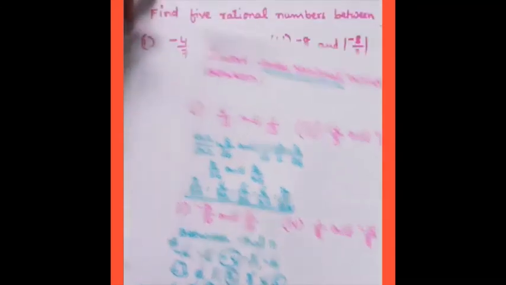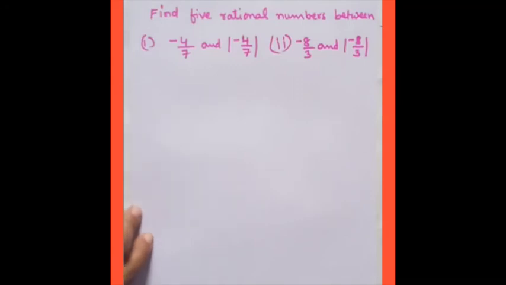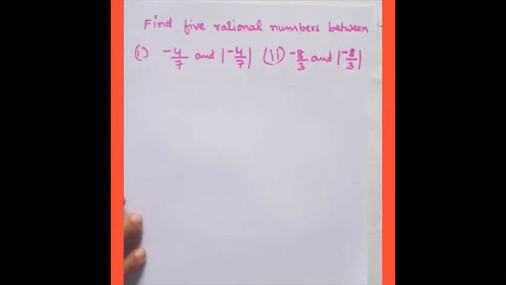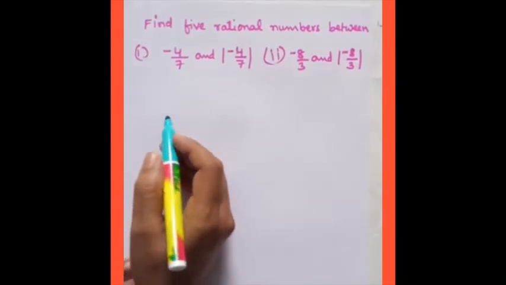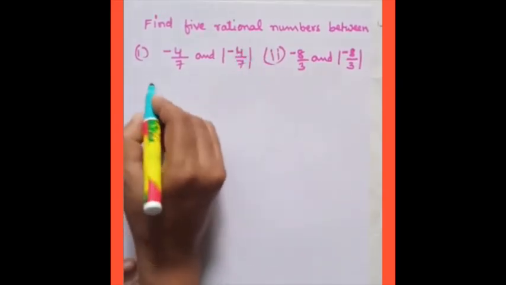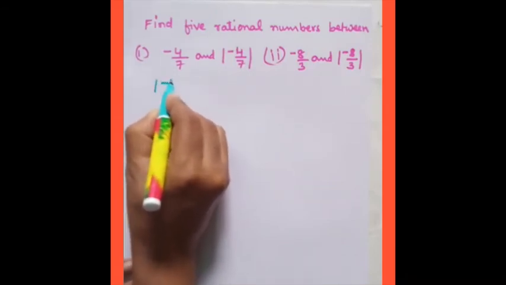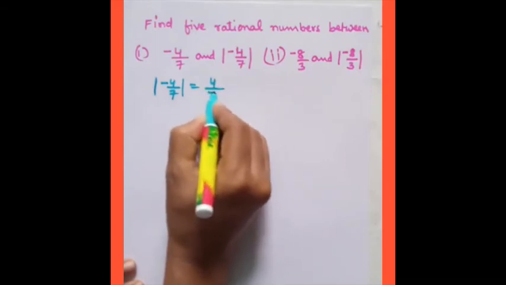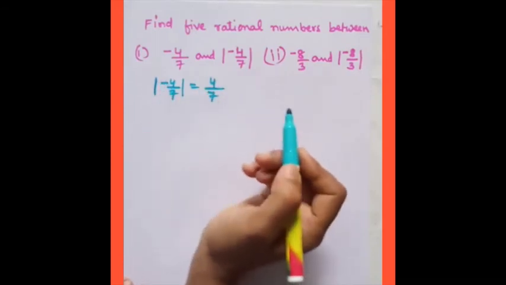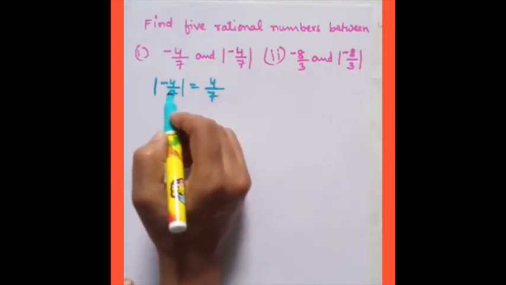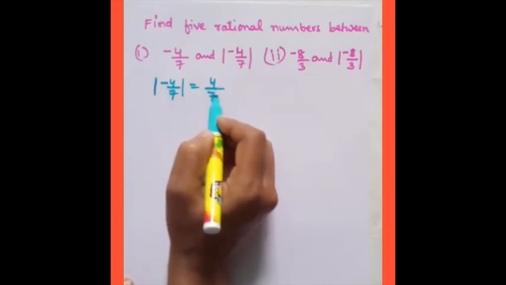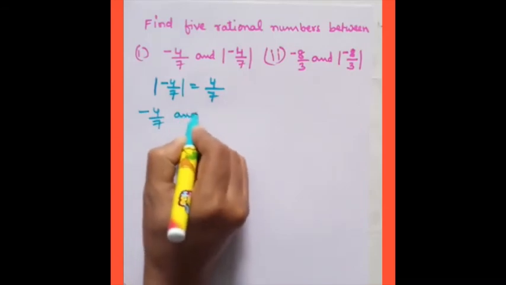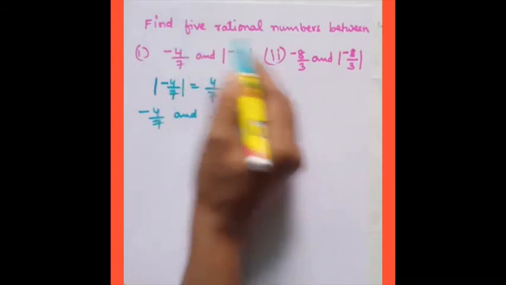Now the next question was, find 5 rational numbers between minus 4 by 7 and mod of minus 4 by 7. Children, look here. First you find out what is mod of minus 4 by 7. Mod of minus 4 by 7 means positive, that is 4 by 7. You have to omit the sign. So you have to find 5 rational numbers between minus 4 by 7 and 4 by 7.